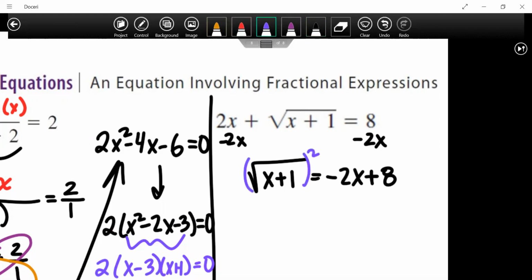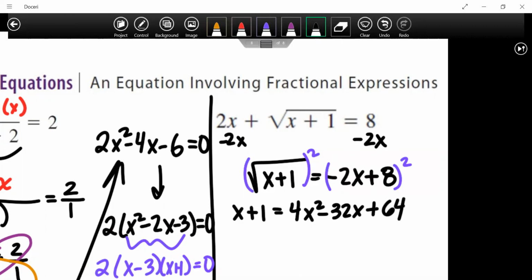So this is going to kind of look funky, but we should be able to do it. We're going to get x plus 1 on the left side now to get rid of that square root. On the right-hand side, we got a FOIL. When we FOIL, I'm going to do it for you. We are going to get 4x squared minus 32x, just doing the 4 first, is equal to 64 plus 64. That is our FOILed out.